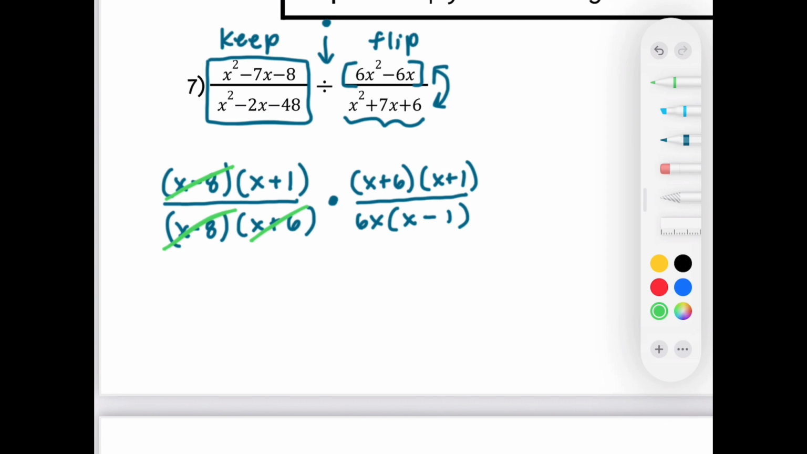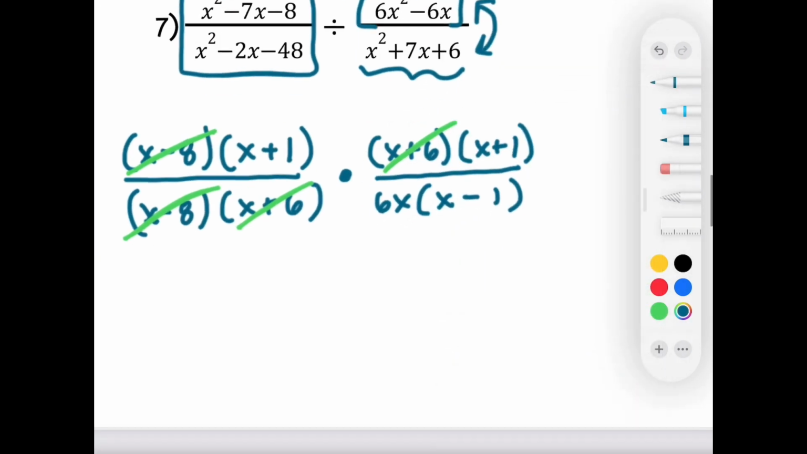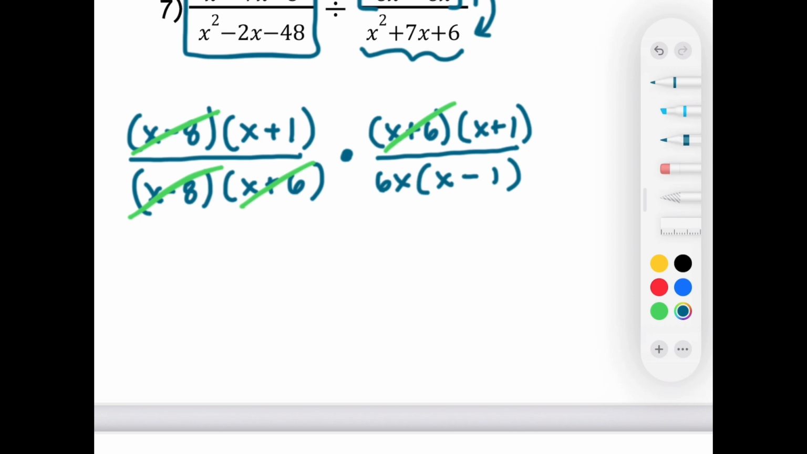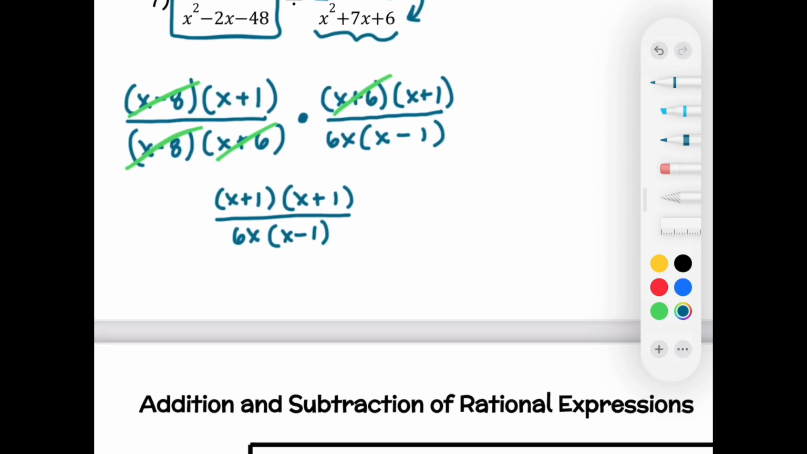We have x plus 6 on the top and the bottom, and then nothing else is going to cancel out. So let's go ahead and multiply straight across and see what we have. So we would have x plus 1, x plus 1 on top, and then 6x over x, or times x minus 1 on the bottom. So that's one way you might see your answer.